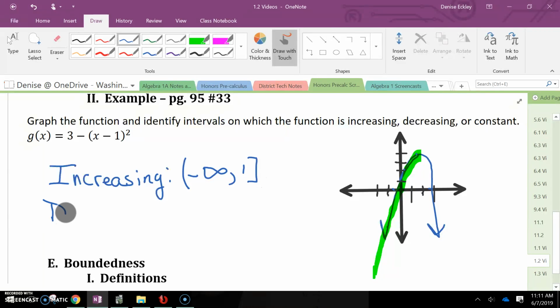So then for decreasing, what we can see is at that vertex, the function turns around and starts to decrease on all of the remaining positive values. So my interval would look like that, and again, it's in terms of the independent variable.